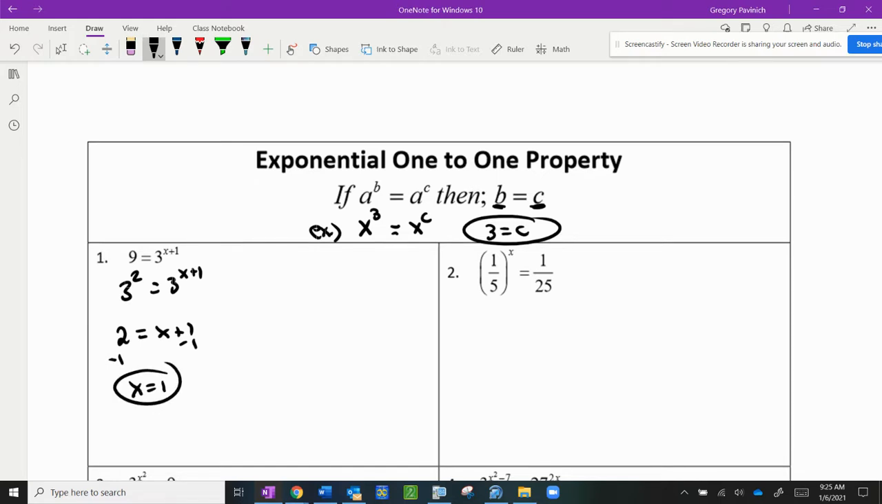And there's my answer. Obviously, with the mental math there, if I plug 1 in for x, I get 1 plus 1 is 2, and we know 3 squared is 9. I encourage you, though, to go through the properties correctly so that you get used to changing your base, because they're not all that easy. On this one, I encourage you to write your negative exponents. So notice 1/5 can be written as 5 to the negative 1.